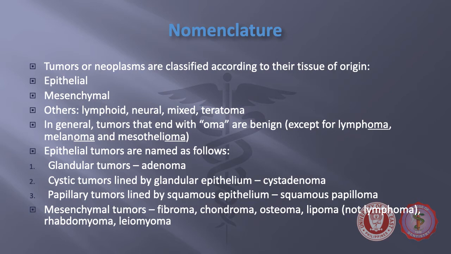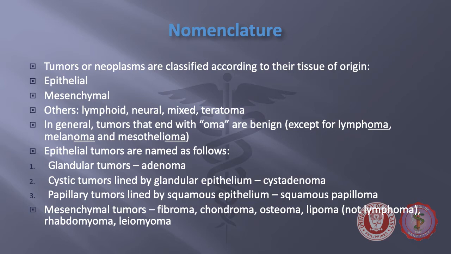Tumors are classified into the following. And when tumors are benign, they end in the suffix -oma. But there are tumors that end in -oma, that are not benign. Examples of epithelial tumors are those made of glands and those made of squamous cells. The word -ata is added to the suffix -oma to name a benign glandular tumor. Thus a benign glandular tumor is called an adenoma. If a benign tumor is made up of squamous cells lining finger-like projections or papillae, it is a squamous papilloma.